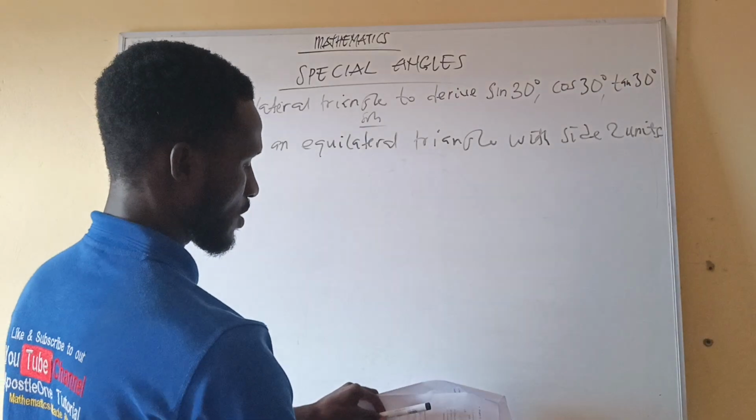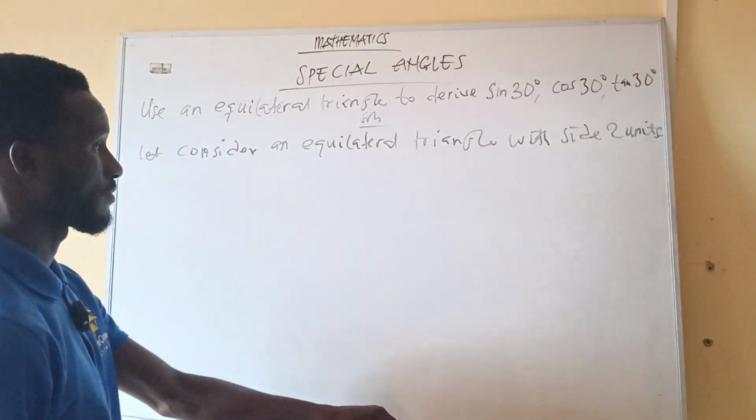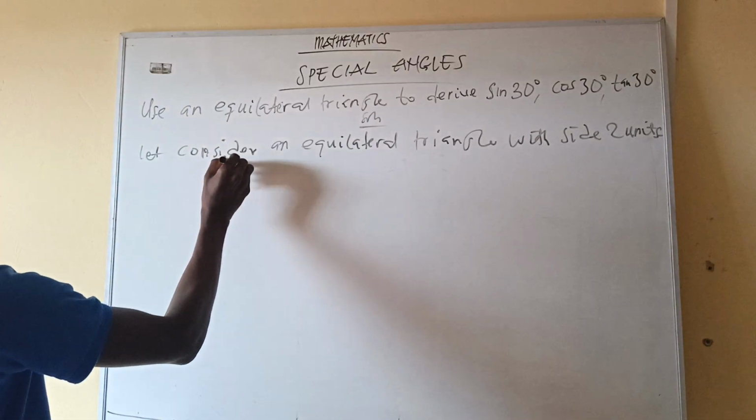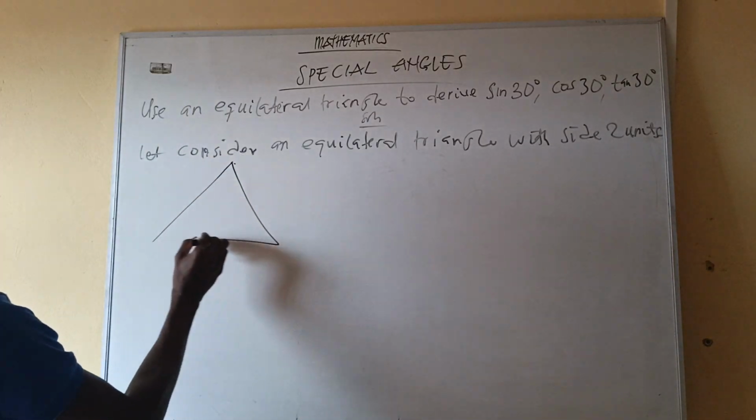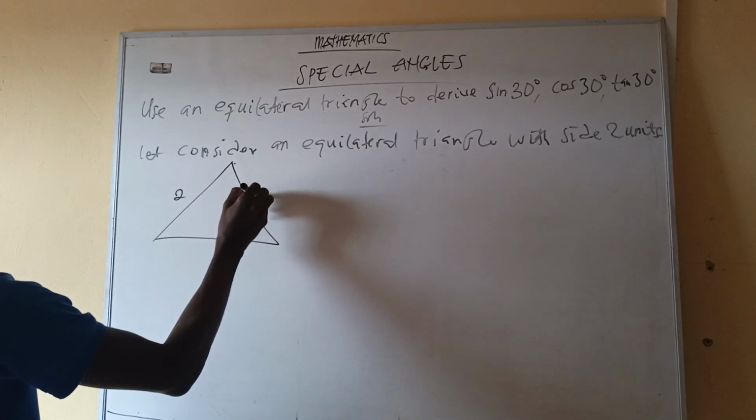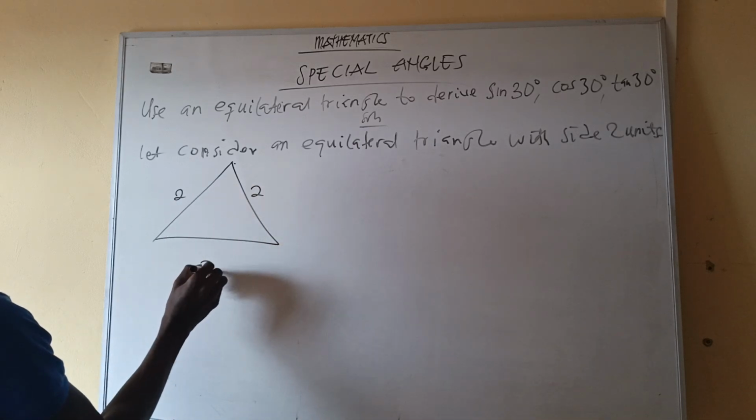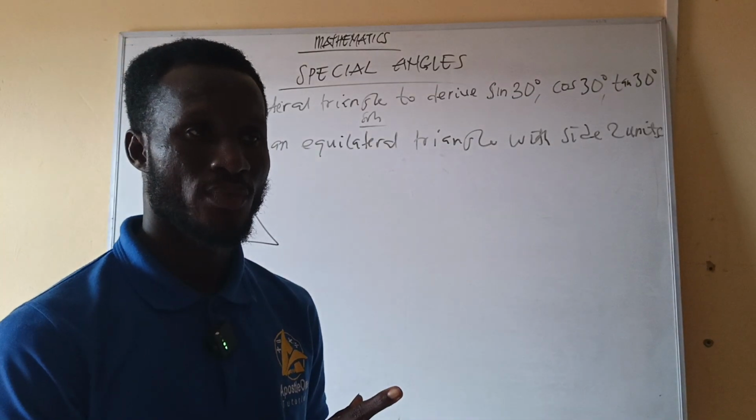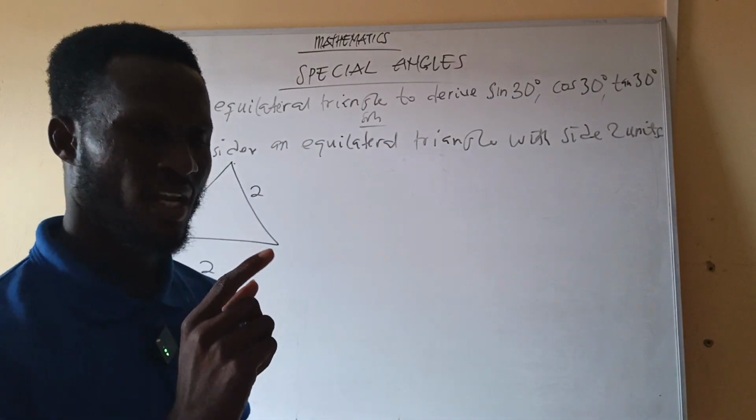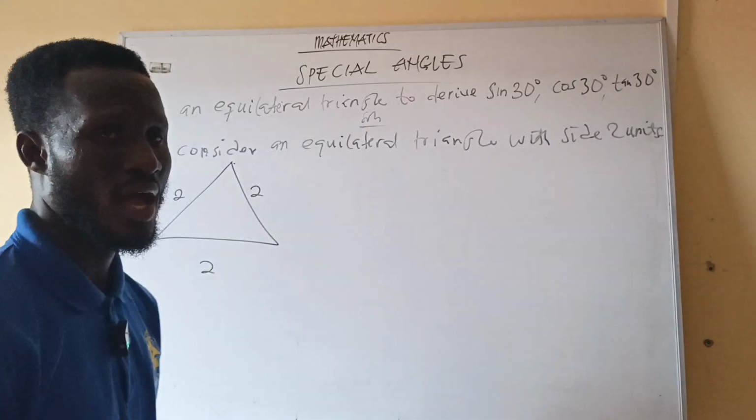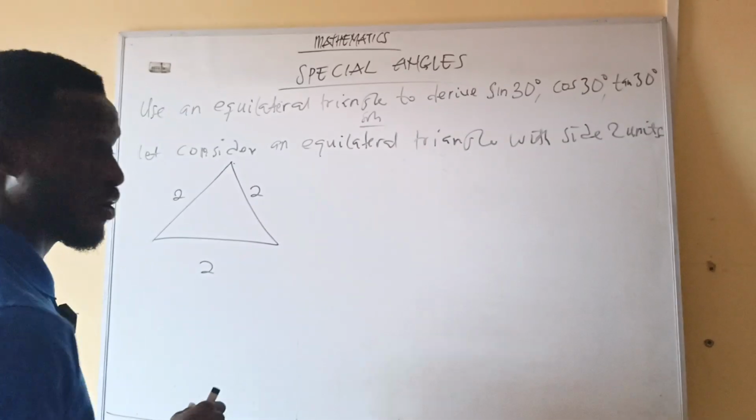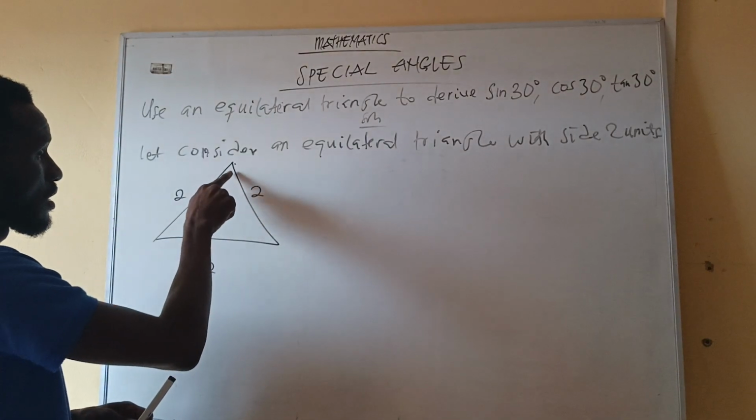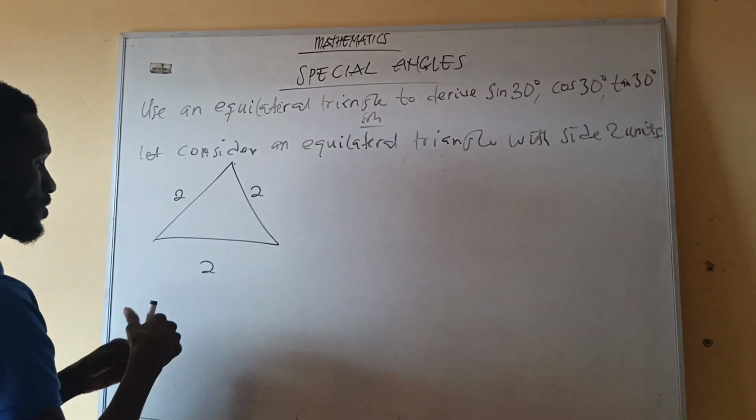Now let me consider an equilateral triangle with side 2 units. Now this side will be 2, here will be 2, and then from here to here is 2. Now I want to derive this one to get a right angle triangle. Before I can get the right angle triangle, I need to indicate the height of the equilateral triangle, which is equidistant from the top here up to here.